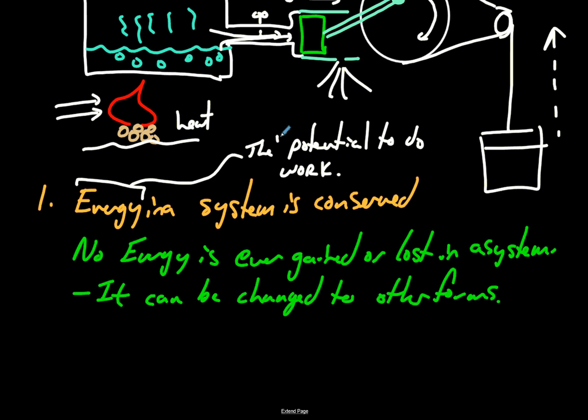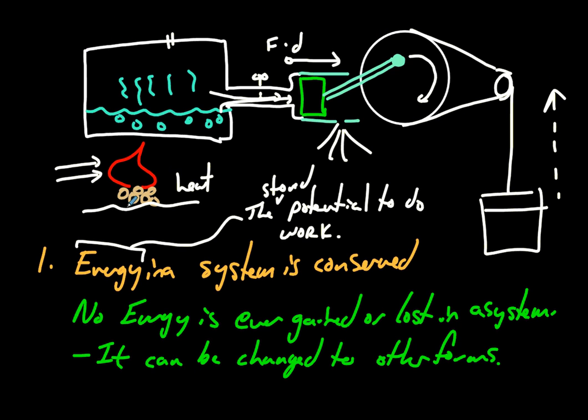Or if you even want, you can say the stored potential to do work. So these logs or this coal or whatever contains energy. It contains the ability to do work. And if we're clever, we can find a way to access it and make it do work for us. So we just say there's energy inside here because if we're careful and clever, we can make that do work for us.